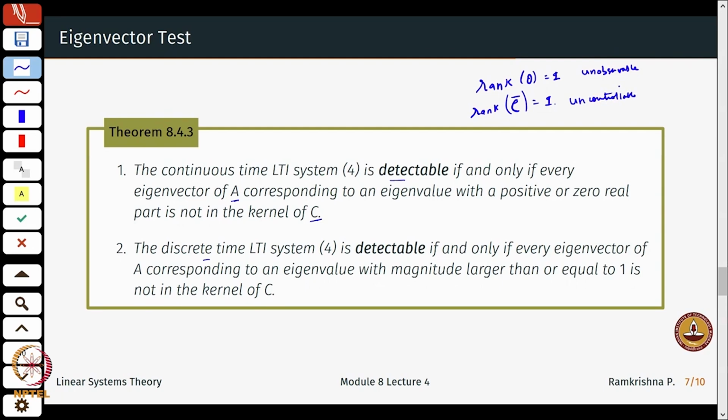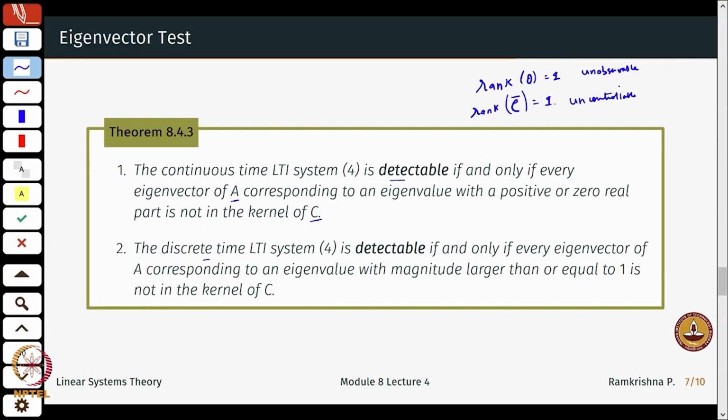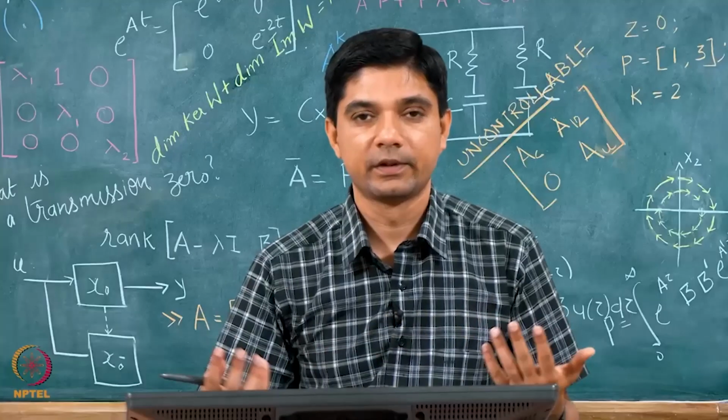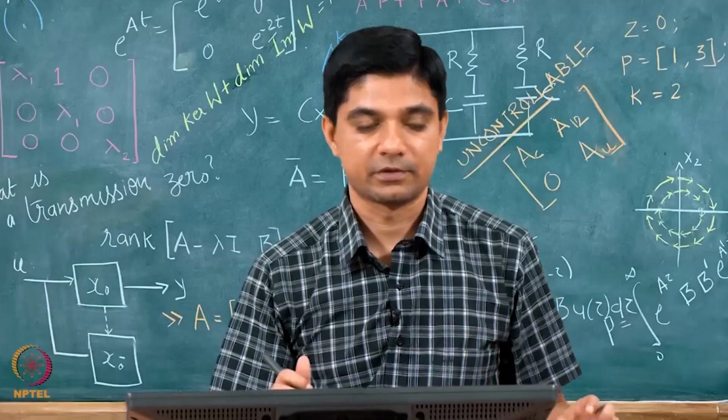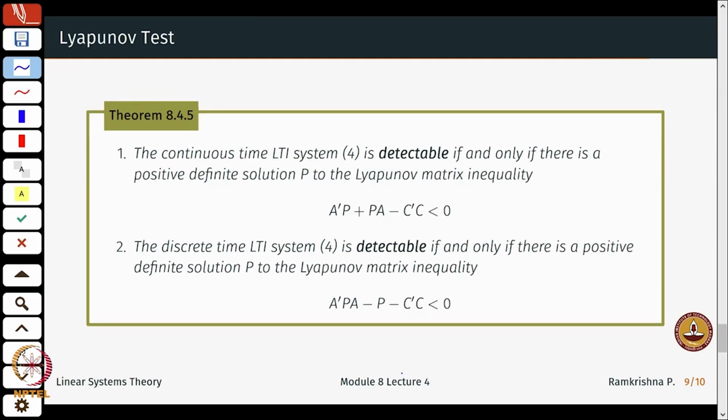So, I think that duality is a very useful concept here. So, I can just rewrite every result in terms of duality and then verify this, or I can also do it from scratch, right. Okay, then we have a similar version of the PBH test for detectability. Again, it looks very similar to what happened in the controllable case, or the controllable decomposition, or the stabilizability case.